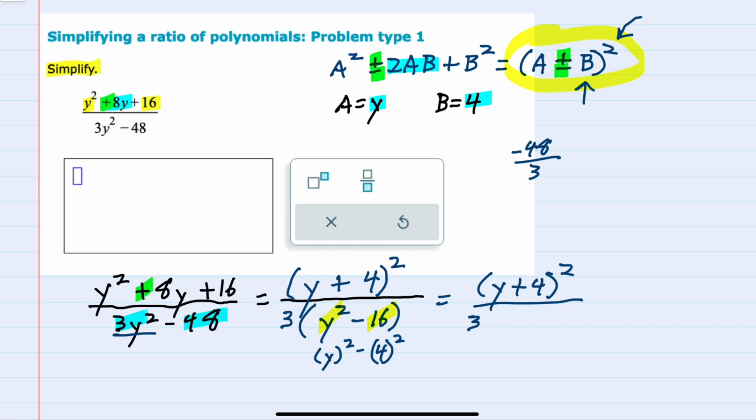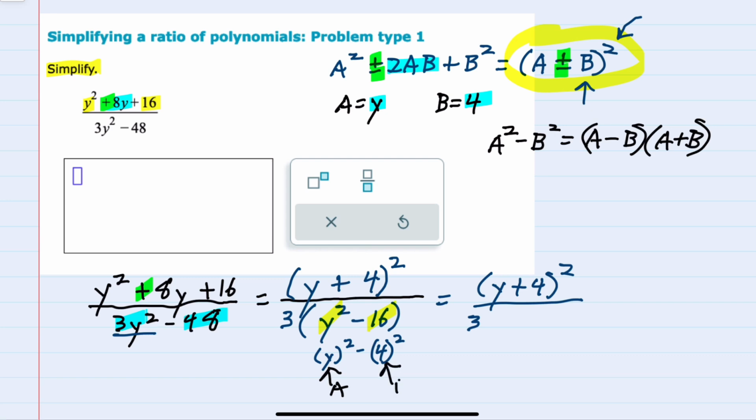Since the y squared minus 16 is the difference of two squares, our form for the difference of two squares is that it will factor to the first term minus the second, and the first term plus the second. So here, my a is y and my b is 4. So this would factor to y minus 4 times y plus 4. And at this point, we have factored the numerator completely, factored the denominator completely, and we can look to see if there are factors now that will cancel.